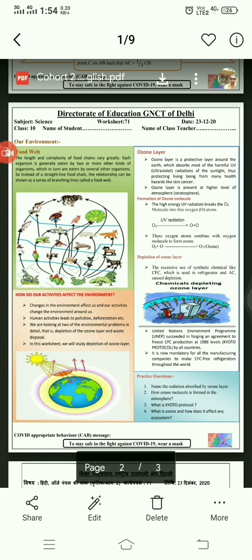What does ozone do? Ozone protects us from the harmful ultraviolet rays which are coming from the sun. It absorbs the harmful ultraviolet rays. It allows the visible part of the sunlight, and it absorbs the harmful ultraviolet rays. So it acts as a filter and it protects us from the harmful ultraviolet rays.